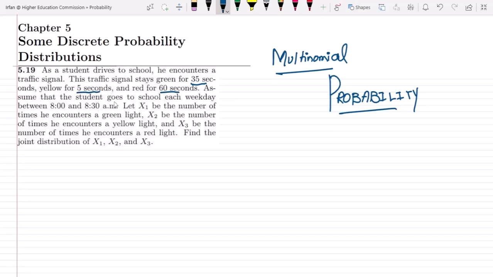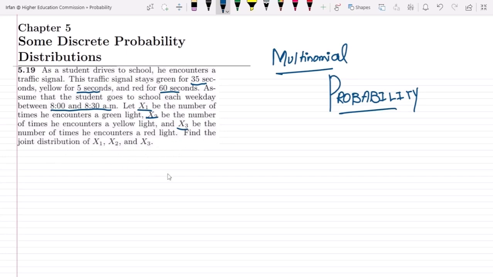Assume that the student goes to school each weekday between 8 and 8:30 a.m. Let x1 be the number of times he encounters a green light, x2 be the number of times he encounters a yellow light, and x3 be the number of times he encounters a red light. Find the joint distribution of x1, x2, and x3.